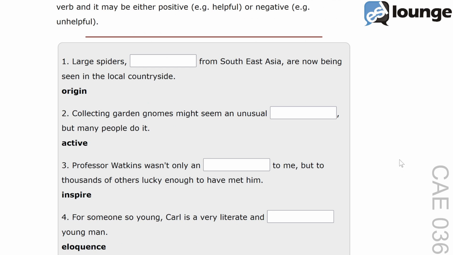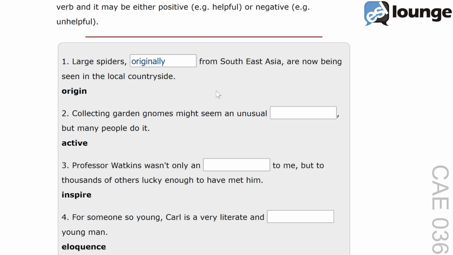Large spiders, blank from Southeast Asia, are now being seen in the local countryside. The base word is origin. The correct form here is originally. Originally is an adverb that describes something's initial source or starting point. It refers to the place or time where something first began. For example, Trevor works in the sales department but was originally a taxi driver.